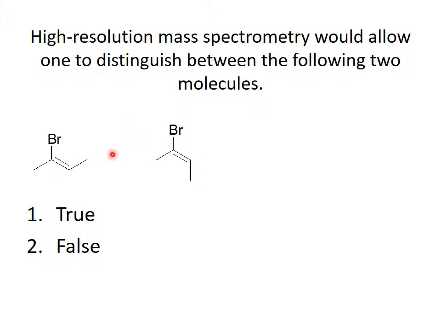In fact, even the fragmentation pattern would produce the same ions, and so it's doubtful you would see a difference between these two. If you did see a difference in the mass spec, it would only be in the intensities of the ions that are formed, and even then it would be a very minor difference. So it's false. High resolution mass spec gives a formula. It's not going to distinguish between cis and trans.